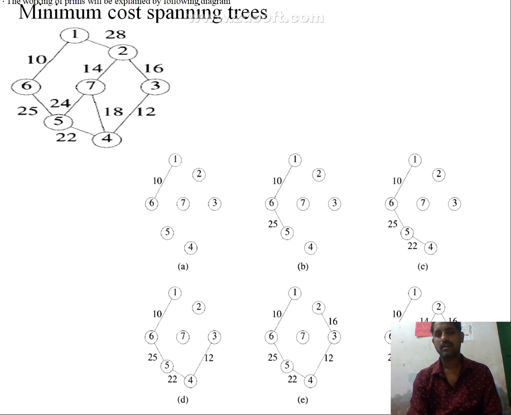Next we go for the minimum cost spanning trees. Okay. In the minimum cost spanning trees, let G equal to (V, E) be an undirected connected graph. A subgraph T equal to (V, E') of G is a spanning tree if and only if T is a tree. Then the spanning tree algorithms are of two types. The first one is Prim's algorithm and the second one is Kruskal's algorithm. Okay.